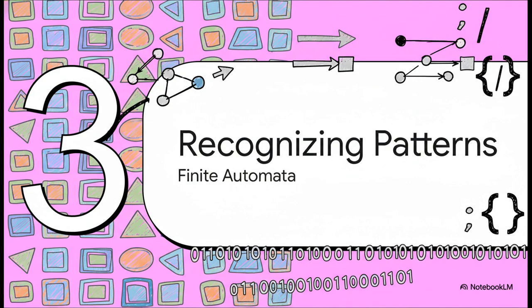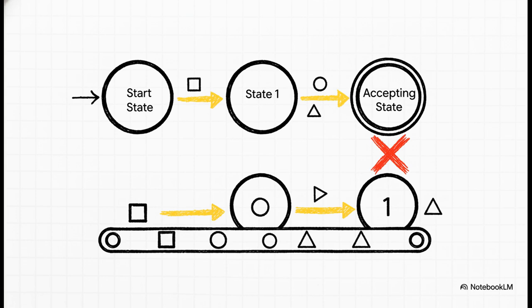Okay, so describing a pattern is one thing, but we still need a machine that can recognize it. And that brings us to the other side of the coin, a theoretical machine called a finite automaton. I want you to imagine a really simple machine.